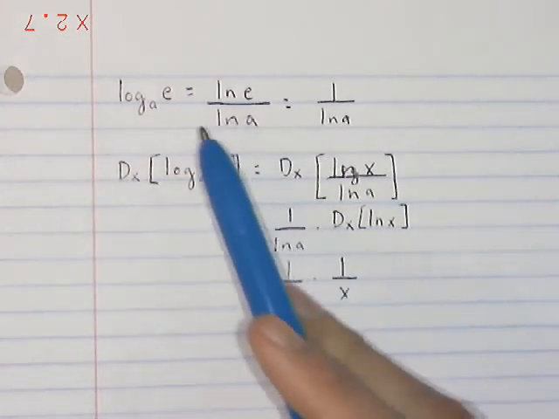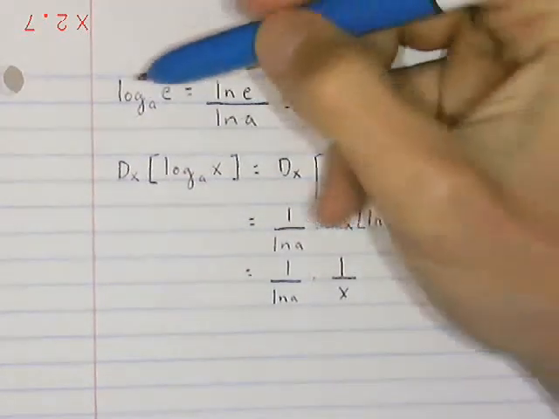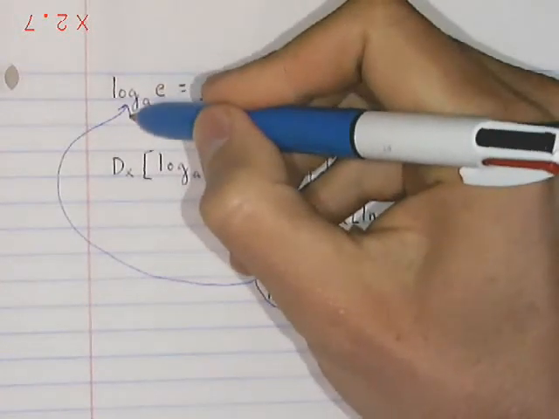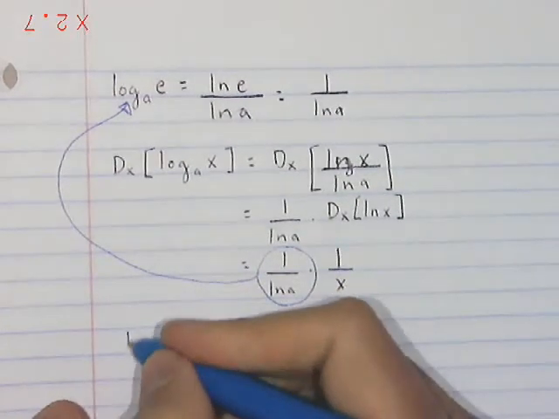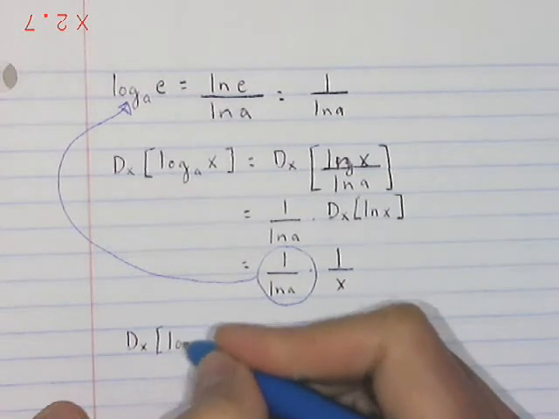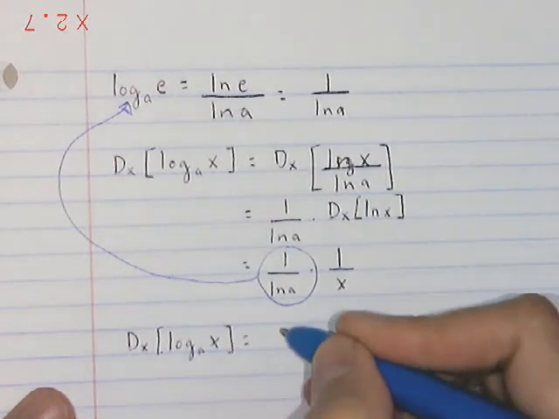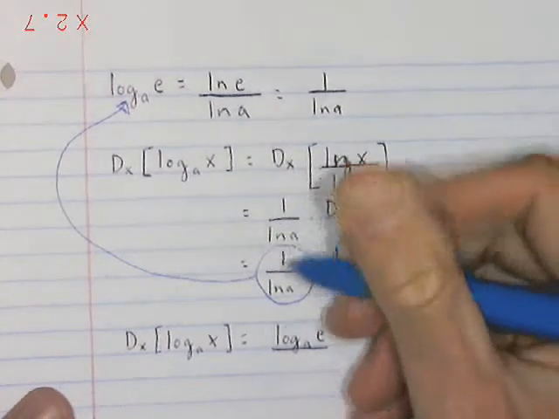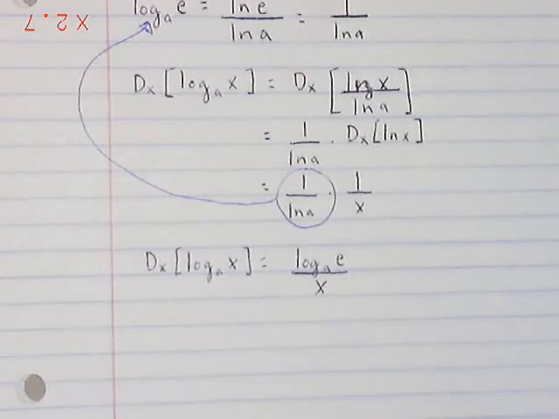And now this little rigmarole we did up here is going to come into play because we just convinced ourselves that this guy is the same as that guy, and so we can write this derivative of the log base a of x as the log base a of e divided by x. Well, cool.